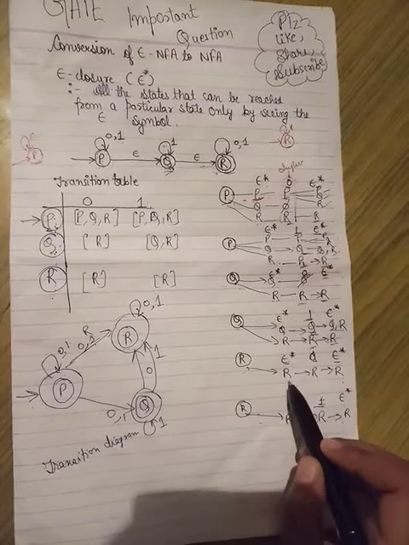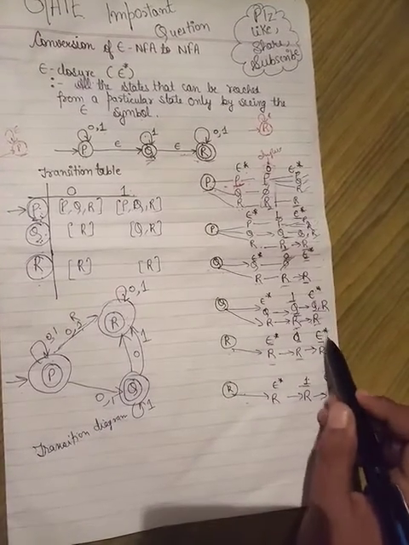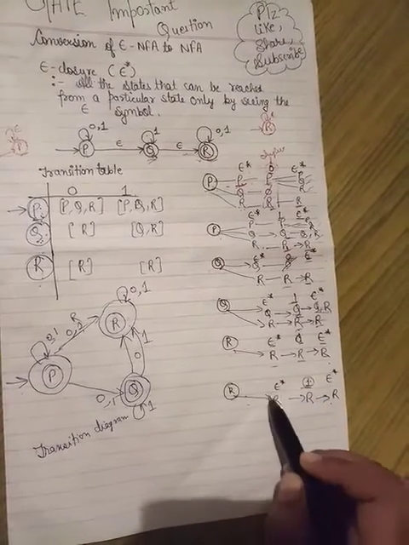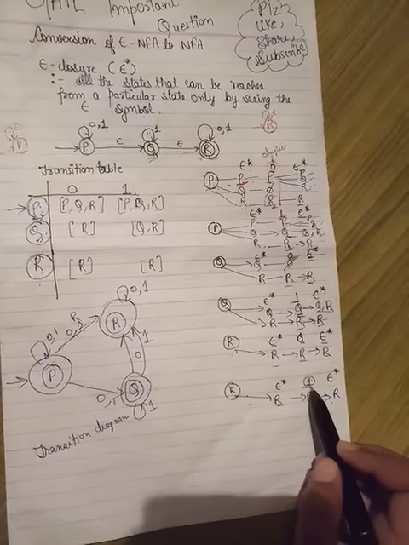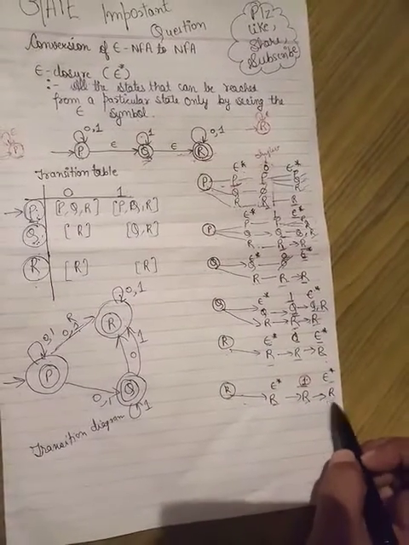R on epsilon star it goes to R itself, and on 0 it goes to R, and on epsilon star it again goes to R. Next for the R, on getting input 1, epsilon star it remains in itself. Next R on 1 it goes to R itself, and on the epsilon star it goes to R itself.